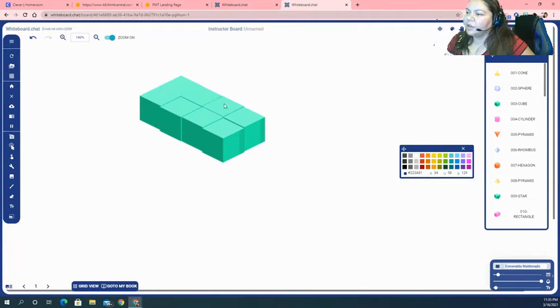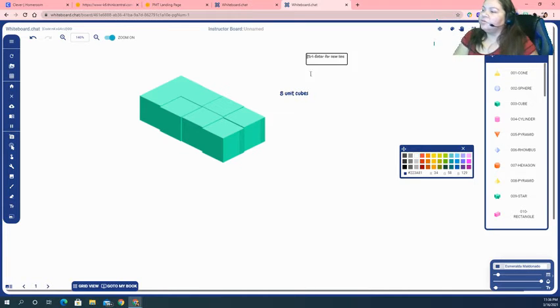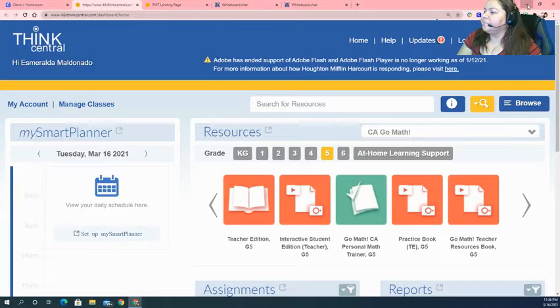When we're talking about volume, I'm talking about how many cubes make up this 3-dimensional shape. I have 2 rows of 4, so that would be 2 times 4. Or I can just count it 1, 2, 3, 4, 5, 6, 7, 8. So the volume of this shape is 8 unit cubes. Okay, so let's go back to our book and look at some of those examples that we can try.